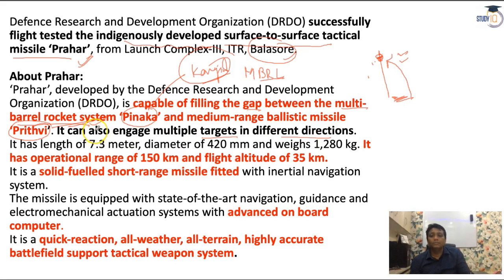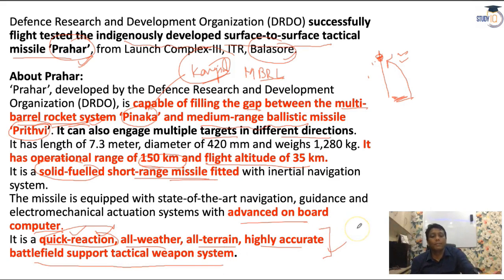See guys, in between the Pinaka and Prithvi, this Prahar will work. This is the reason it will fill up the gap between Pinaka and Prithvi. And Prithvi is what? It's a medium range ballistic missile. Prahar has an operational range of 150 km, and it can go a flight range up to 35 km. It has total solid propellants, and short range missile equipment is integrated here. An advanced onboard computer system is introduced here. It has a quick reaction time. Prahar has a quick reaction time in all weather, all terrain, and is a highly accurate battlefield support tactical weapon system.